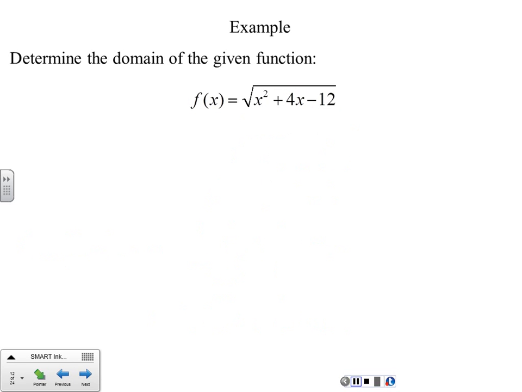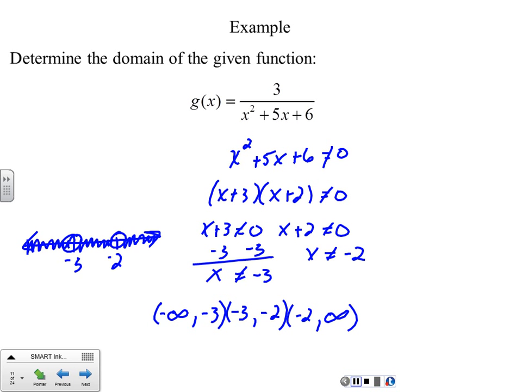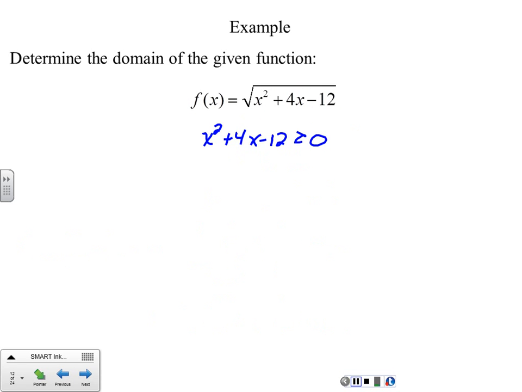Okay, so what about this one? It's a little different. It is a radical. So we know that x squared plus 4x minus 12 has to be greater than or equal to 0, right? It has to be 0 or positive. But this time we have a quadratic that's underneath a radical. So we have two options. Here, we didn't have a choice. It cannot be 0. That's your only choice. Here, however, you do have a choice. Either it's going to be greater than 0, or it's going to be equal to 0. And we have to play around with both of those choices.